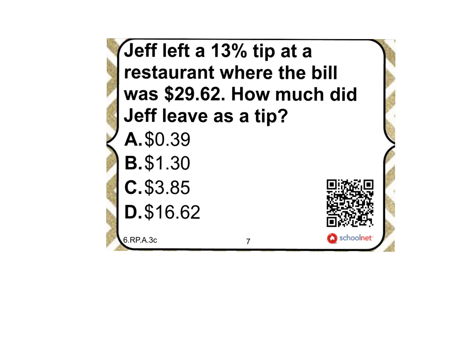For this question, we have to find it. It may be on the opposite side, but Jeff left a 13% tip at a restaurant where the bill was $29.62. How much tip did Jeff leave, or how much did Jeff leave as a tip? Now, a tip is just part of your bill. So we're going to start out with 13%, and that's 13 over 100.